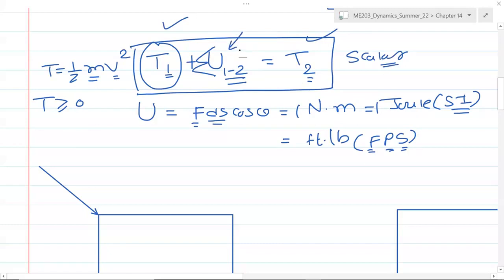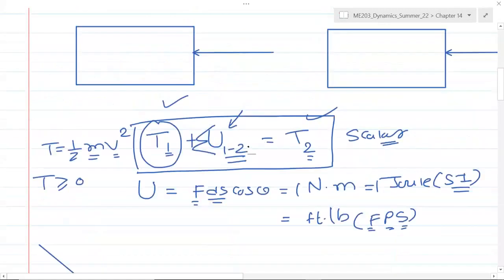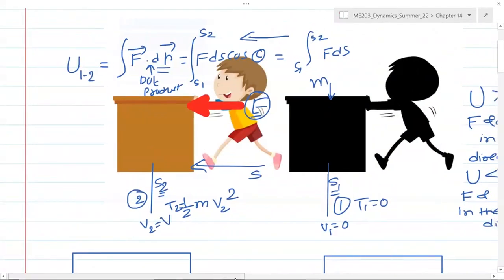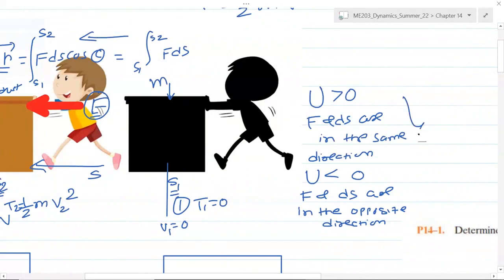However, work done can be positive or negative. Work done is also scalar, but it can be positive or negative depending on whether the displacement and forces are in the same direction or in the opposite direction.